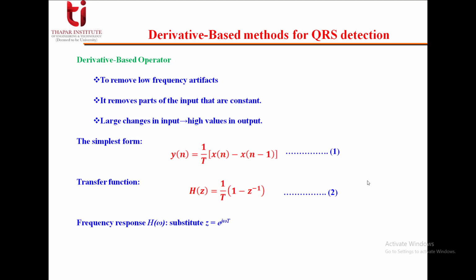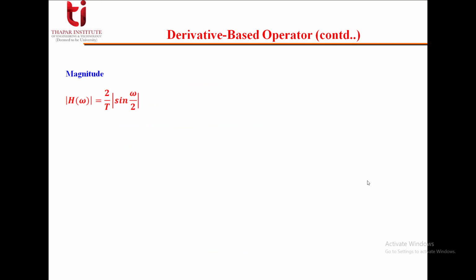And to obtain the frequency response, H(omega), we have to substitute z as e raised to the power j omega T, and we can also keep T equal to 1. So you will obtain the frequency response as you can see in equation number 3, that is 1 by T, e raised to the power minus j omega by 2, into 2j sine omega by 2. So you get the magnitude, that is 2 by T, mod of sine omega by 2, and the phase, that is pi by 2 minus omega by 2.